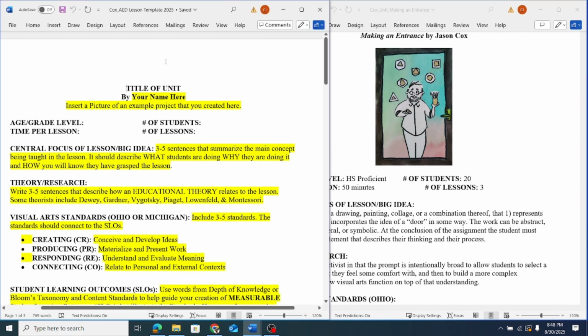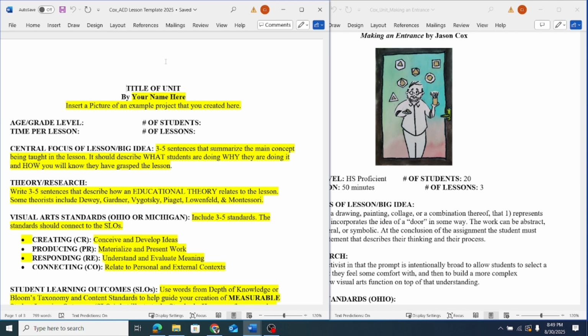So up at the top here, you can see it says title of unit, such as making an entrance, your name here, Jason Cox. Insert a picture of an example project you created here. We're going to come back to example projects later, but it doesn't hurt you to do it now, or at least do a couple of roughs. You don't have to get it right the first time, but making an example project helps you figure out what you're asking of the student, how long it's going to take, what you're going to need to do it. It's never a bad idea to get started as early as you can.